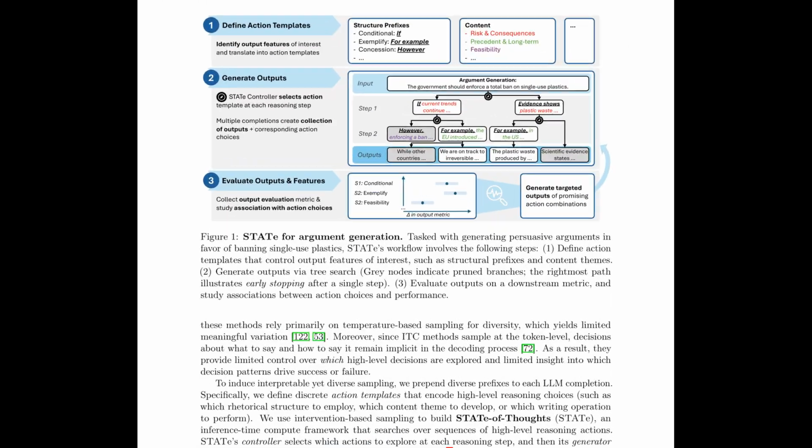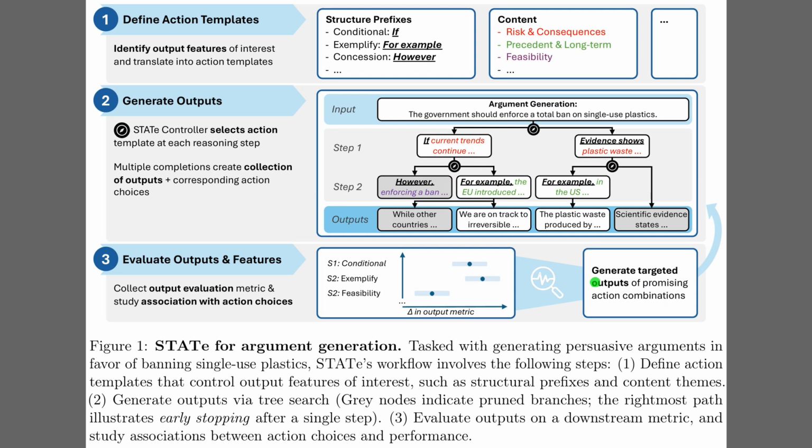Figure 1 illustrates the complete 3-step workflow using argument generation as an example. First, in step 1 at the top, the system defines explicit action templates. These range from structural prefixes, like starting a sentence with if or for example, to high-level content themes like risk and consequences. Next, step 2 shows the generation phase. Here, a controller selects these templates to guide a tree search, creating branching paths of reasoning where the model fills in the details after each prompt.